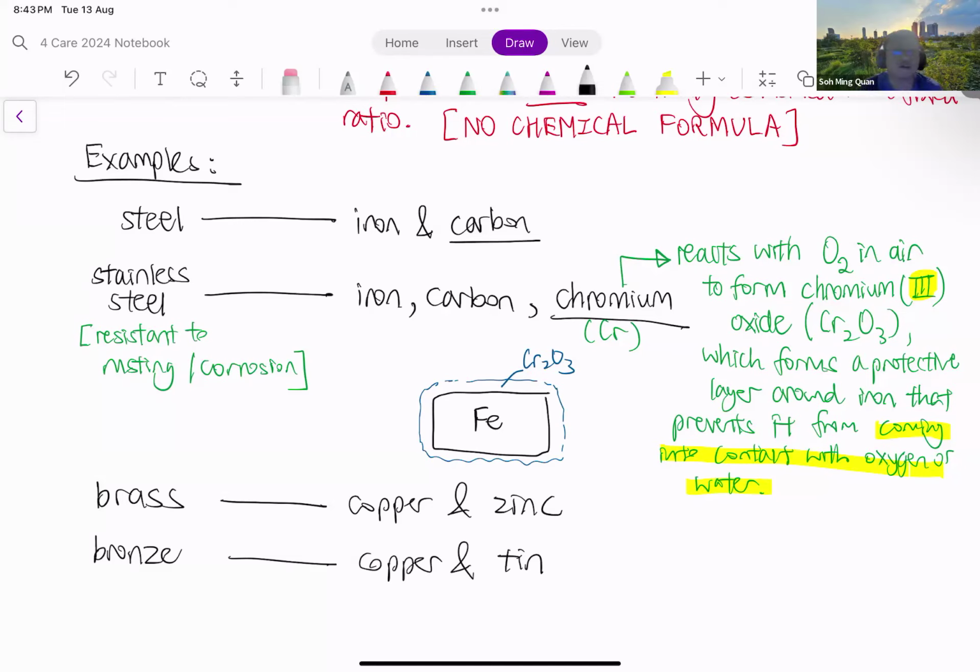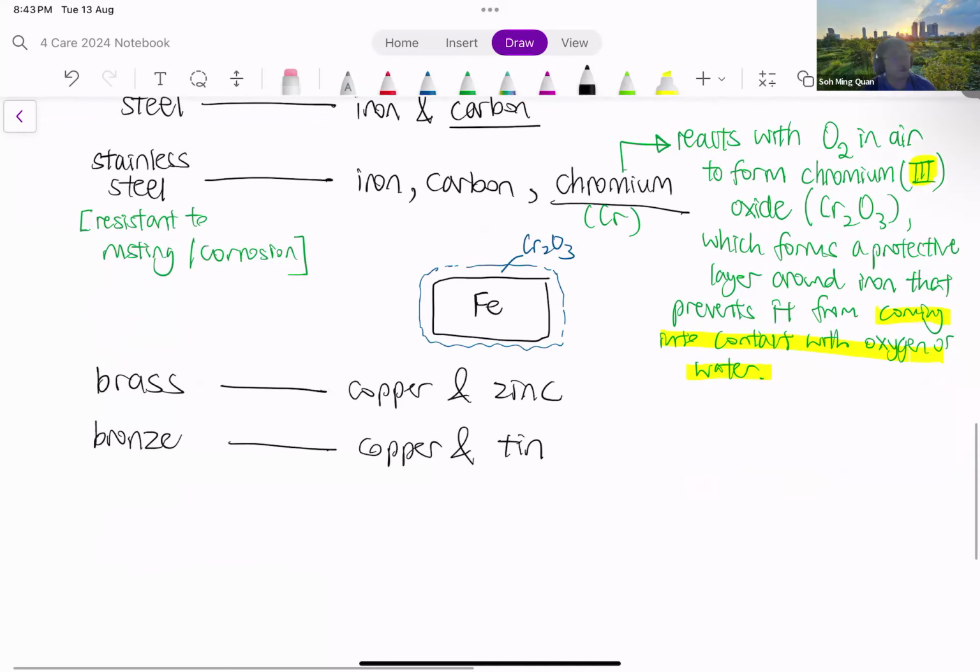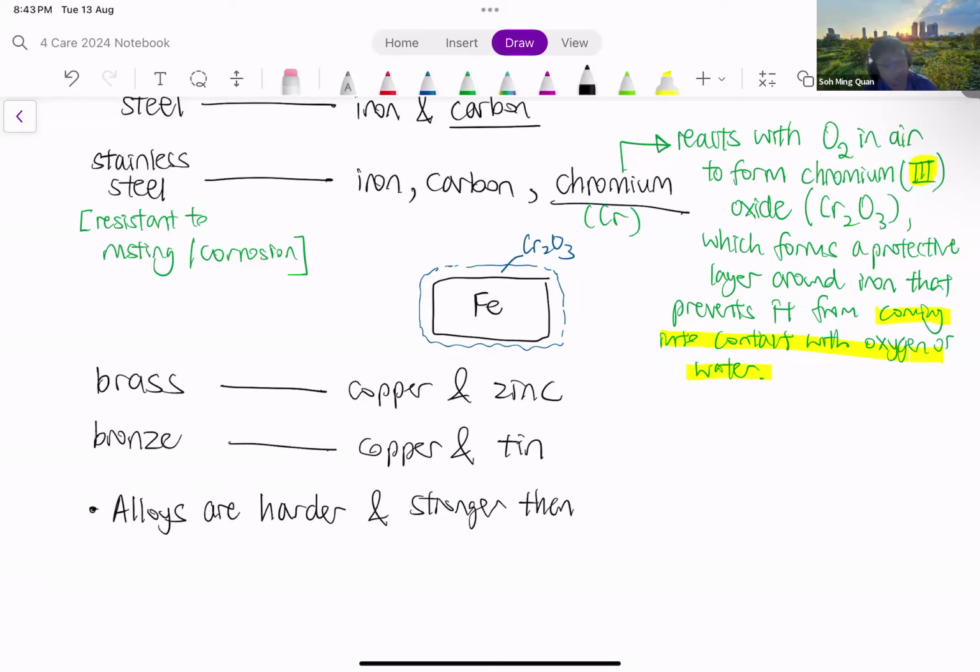Okay. Now, these are the 4 examples of alloys that I think you should know. Okay. Now, we come to the final point, which is alloys. So why are the alloys so useful? Besides stainless steel being resistant to rusting, the other alloys like steel and bronze are used because alloys are harder and stronger than the pure metals. So alloys are harder and stronger than pure metals will be. And you need to now know why.